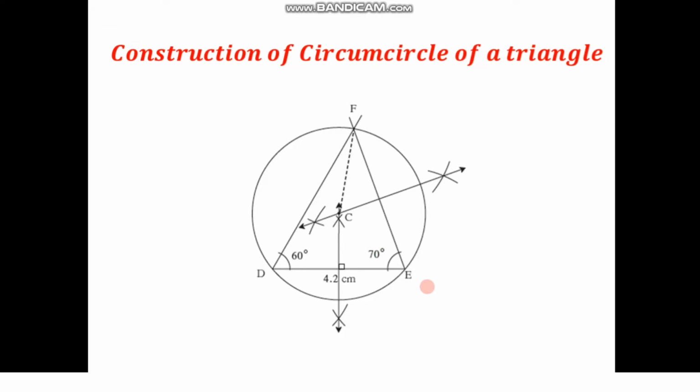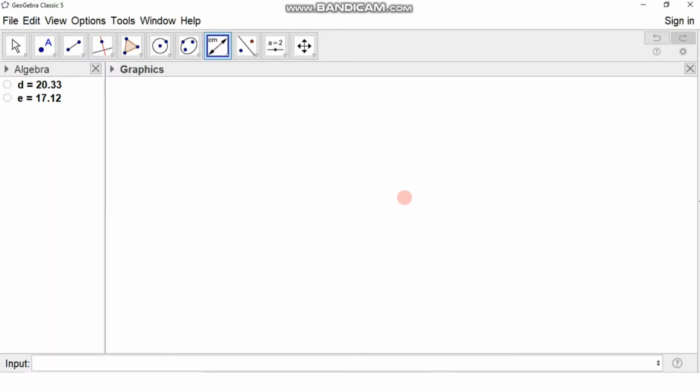Now we are going to construct this circumcircle of a triangle by using GeoGebra. So let's move to the GeoGebra interface. This is the GeoGebra interface. We have to do the construction of the circumcircle of a triangle. So for that, first of all, we should have a triangle. So for that, we'll draw any triangle.